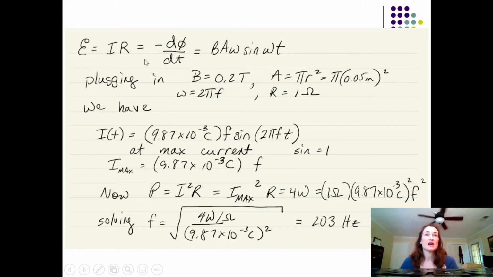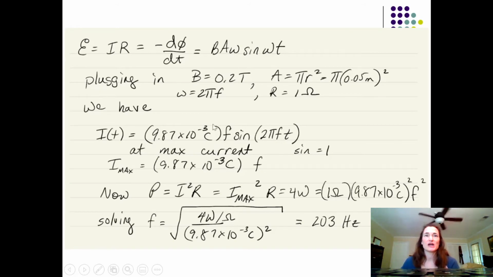I'm just going to divide both sides of this equation by R to get it in terms of the current. So I of t is going to equal, plugging in for all those numbers, 9.87 times 10 to the minus 3 coulombs times f times sine of 2 pi f t. Now you might be saying to yourself, how does she know that's coulombs? Where did that come from? Well, it's a current, right? And so what I end up with out front of my sine function is a number times the frequency. Well, a current is an amp, which is a coulomb per second.